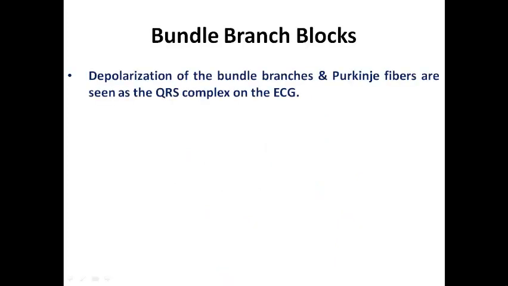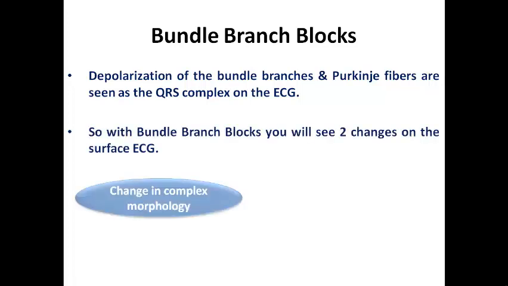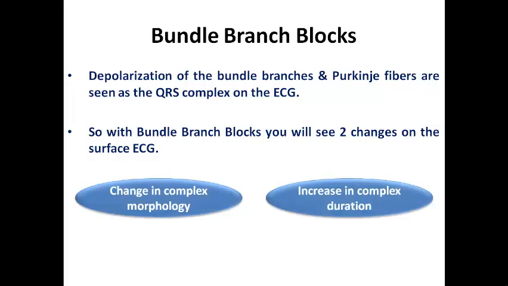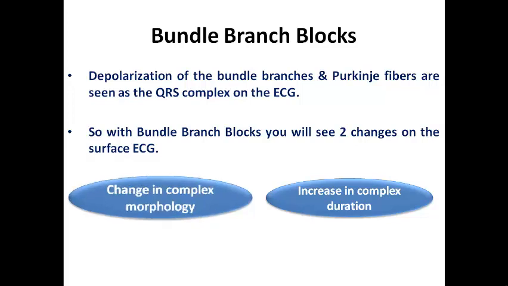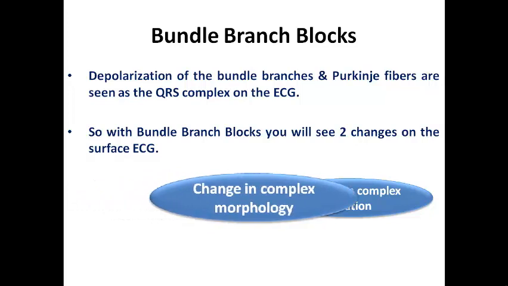Now we are discussing bundle branch block. We know that depolarization of the bundle branches and the Purkinje fibers is seen as a QRS complex on the surface ECG. So with bundle branch block, you will see two changes on the surface ECG: a change in complex morphology and an increase in complex duration. But what is much more characteristic in bundle branch block and much more important for diagnosis is the change in complex morphology.